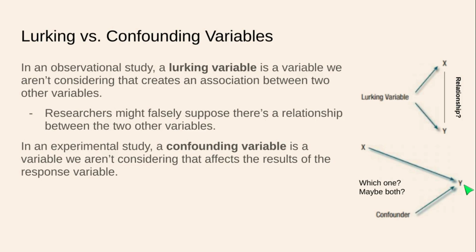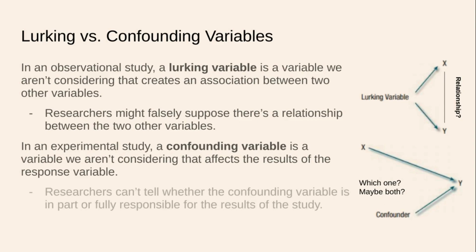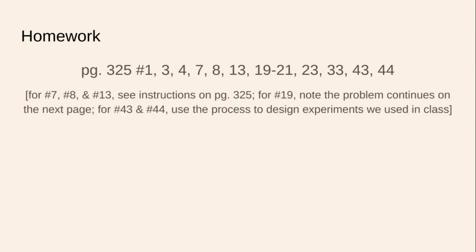Well, which one is affecting y? Is it the one we're studying or the one we're not? Maybe it's both. We don't know. And that's the trouble with confounding variables. Researchers can't tell whether the confounding variable is in part or fully responsible for the results of the study, which makes it, well, confounding. But don't be confounded about this homework assignment.